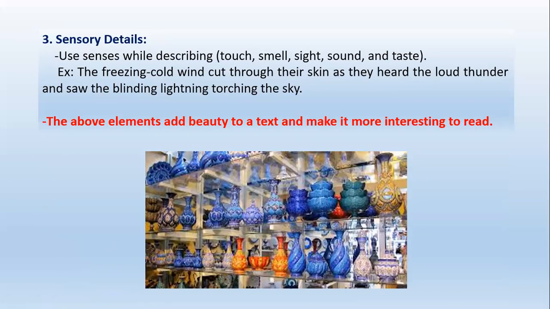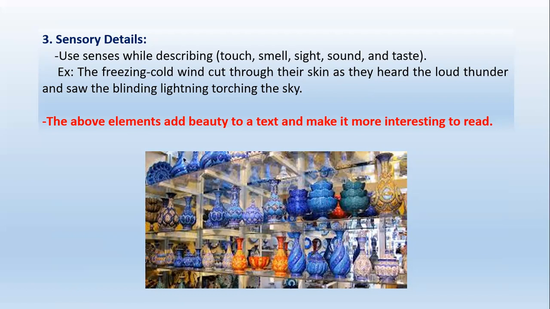We also have sensory details, as we mentioned before. So we use our senses, our five senses. I saw, I smelled this, you know, I tasted that delicious dish, for example. So we use these senses while describing our experience: touch, smell, sight, sound, and taste. For example, the freezing cold wind cut through their skin as they heard the loud thunder and saw the blinding lightning torching the sky.